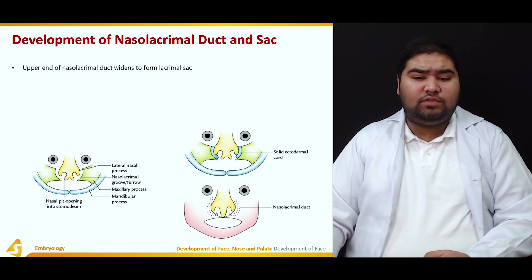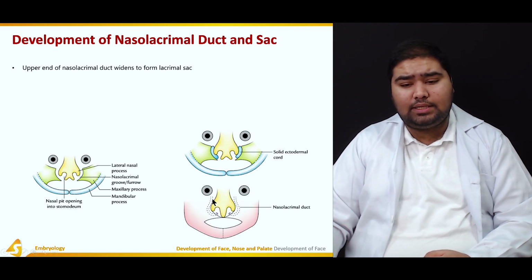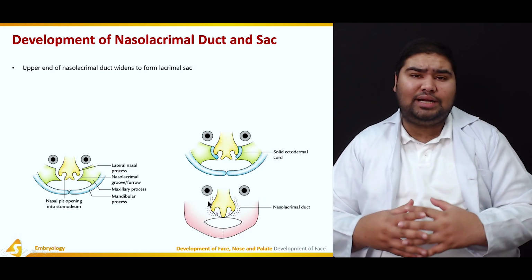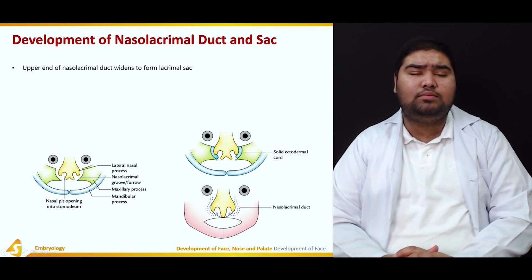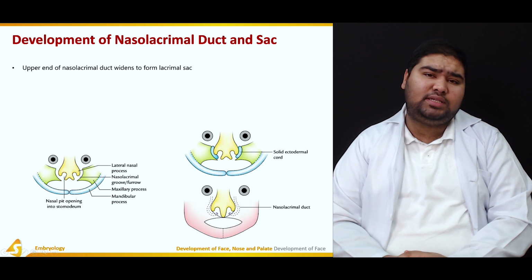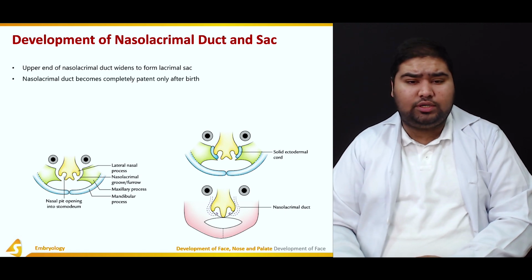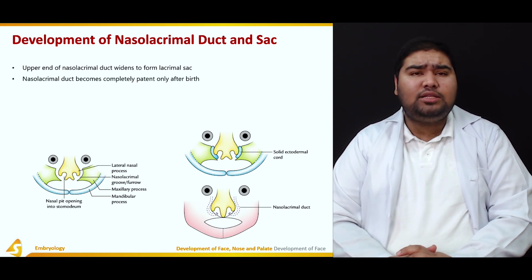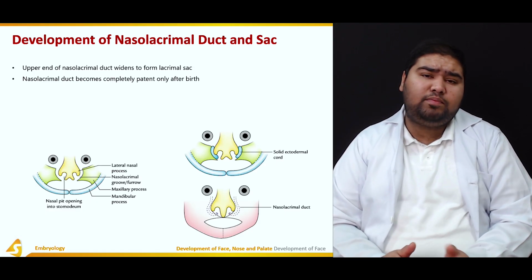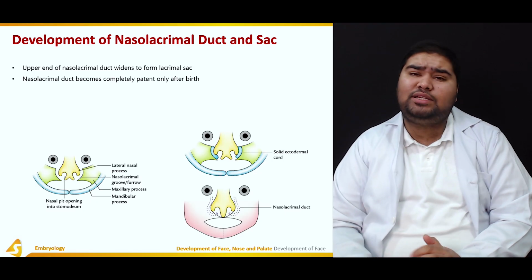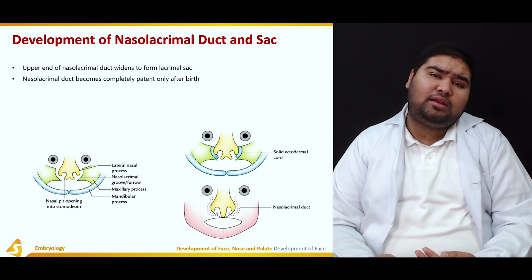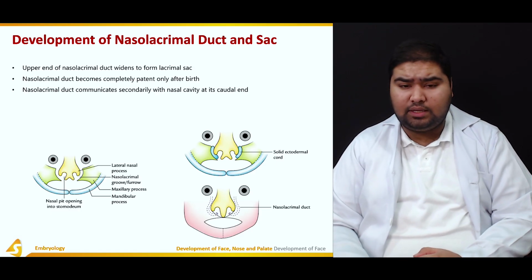Now the upper part, or the cranial part, of the nasolacrimal duct widens and forms the lacrimal sac. This is where some of the secretions of the tears are actually stored. Now the nasolacrimal duct becomes completely patent only after birth. So in intrauterine life, it does not have an active role. The patency of this nasolacrimal duct develops after birth.